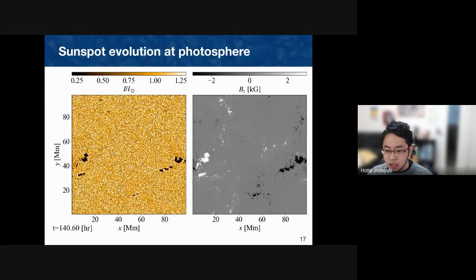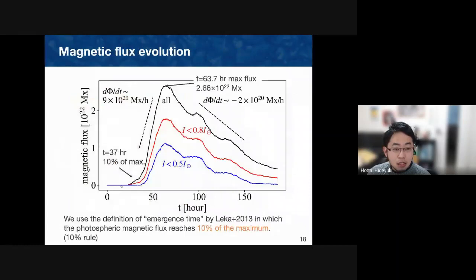This is the magnetic flux evolution. The horizontal axis is the time, and the vertical axis is the magnetic flux. The black line shows all the unsigned flux at the photosphere. The red line is the magnetic flux where the intensity is below 80% of the average photospheric value, which corresponds to including the penumbra region. And this is the 50% of the intensity.